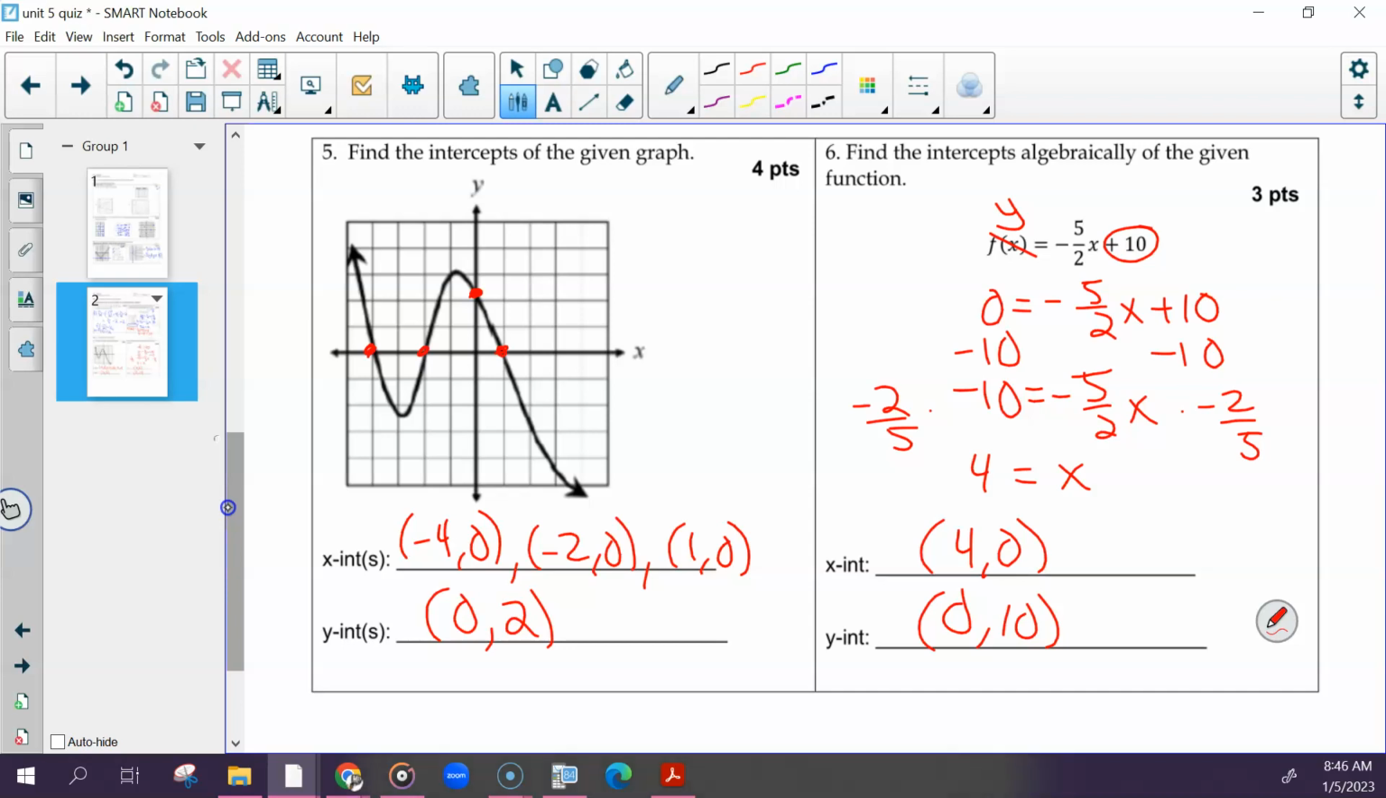If you don't put 0 and you put like f of x, would you get points? Yes, because I don't know how you started to solve. Other questions on this?